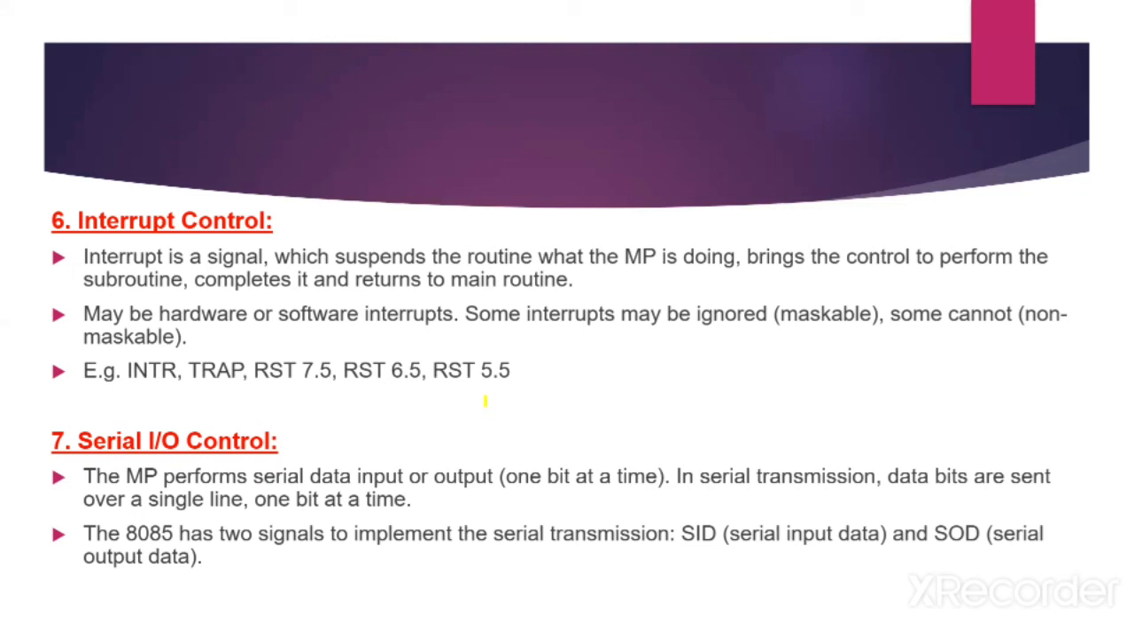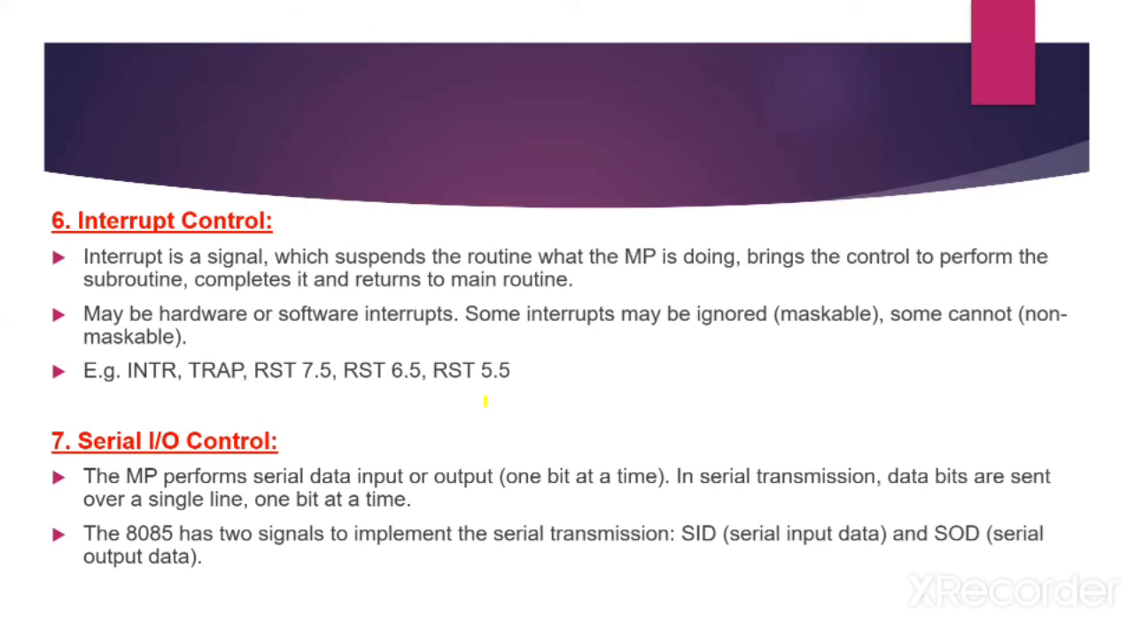7th block in microprocessor 8085, serial input output control. The microprocessor unit performs serial data input or output one bit at a time. Most often, I/O devices work with serial data transmission. In serial transmission, data bits are sent over a single line, one bit at a time, meaning it sends only one bit at a time.